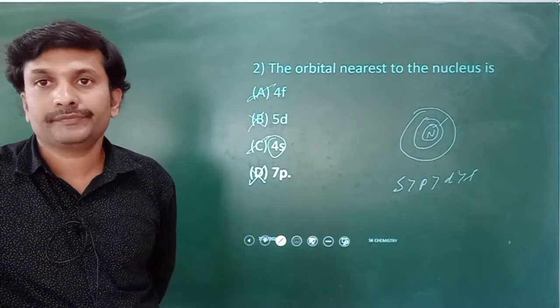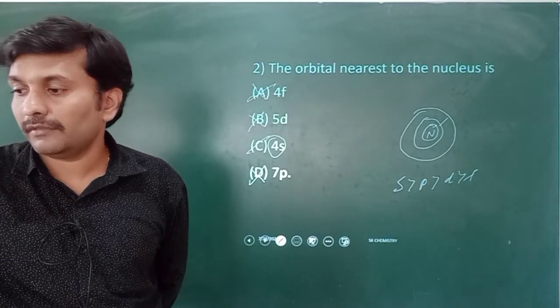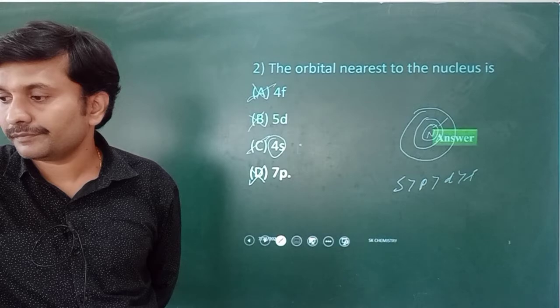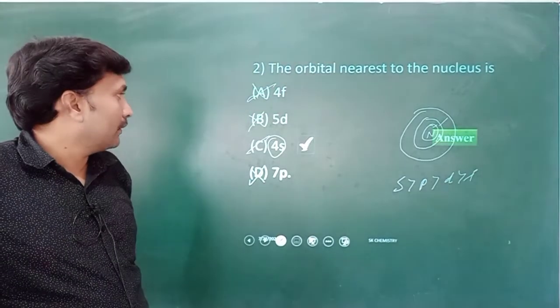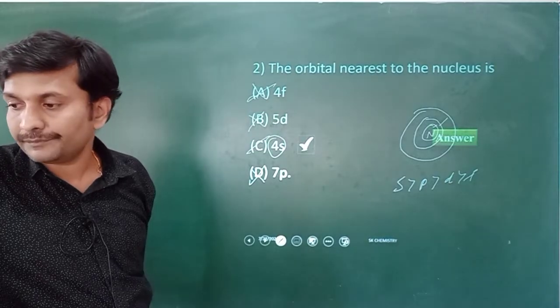Nearest. So the penetrating power of s is more, so which option is it going to be? You can easily make out, it is 4s. Which one? 4s is the option. Got it? Next.